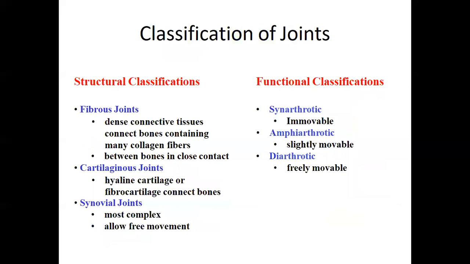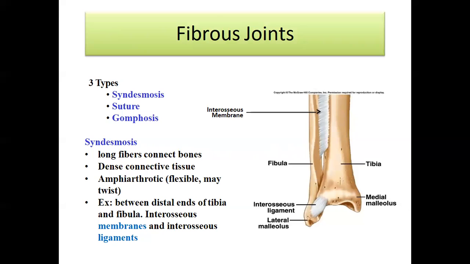Talking about fibrous joints, the first of the structural classifications of joints, you have 3 different types of fibrous joints. You have syndesmosis, the suture, and then you have gomphosis. So your syndesmosis is a joint made up of long fibers that connect bones together.